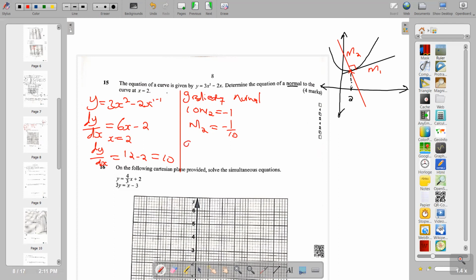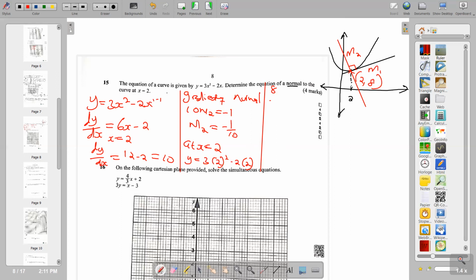So at x is equals to 2, what is the value of y? Substitute in the original equation. So y will be equal to 3 times 2 squared minus 2 times 2. Now this one, 2 squared is 4, so that is 12 minus 4. So we're going to get the value of y is 8. So meaning that the coordinates at this point are (2, 8). So you can now find the equation.